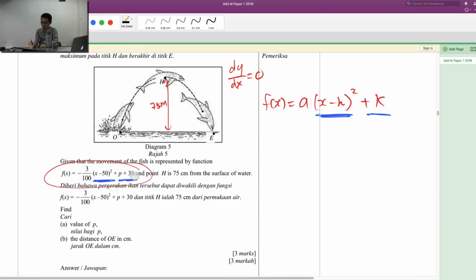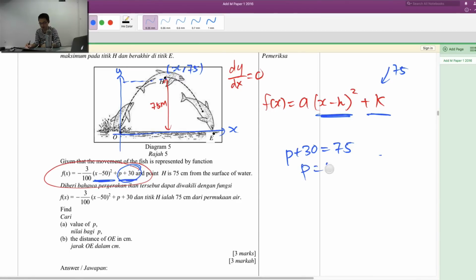Since I know my maximum, since this is O, if I draw an x-axis and y-axis over here, you pretty much know the maximum value. If this is the coordinate, you know it's something, x and 75, right? So you should know your k in this case is 75. That means p plus 30 will be 75. Because this is how we get the maximum value of y, from the k, from the constant. So p basically is just 45.